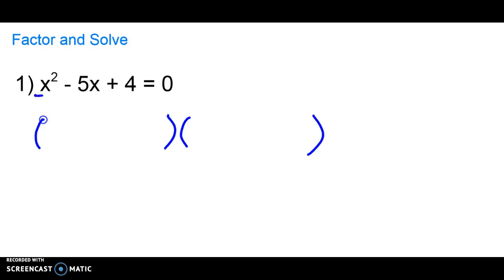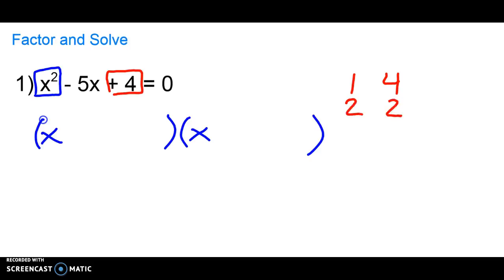So I focus on the first term, which is x squared, and I think, how can I break that apart? The only way when I'm multiplying to get 1 is 1 and 1. And so I'm going to have x times x. And then I look at the last term, which is a positive 4. There's a couple different ways to get 4. I could do 1 and 4, or I could do 2 and 2. So I'm going to try 1 and 4, and I'm going to put a 1 here and a 4 here. And because the middle term is negative, that means both of mine are going to be negative.